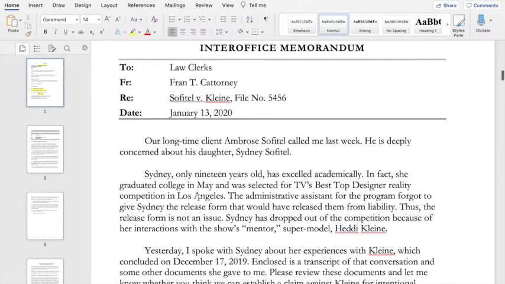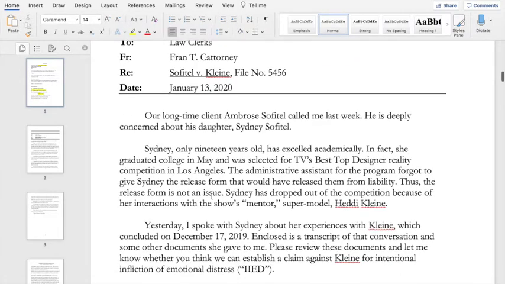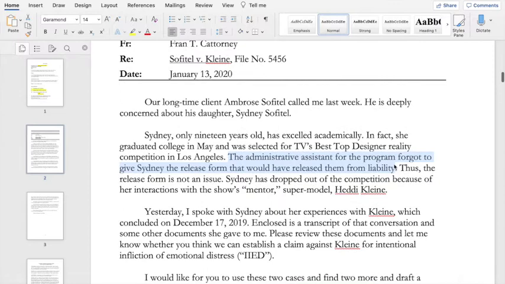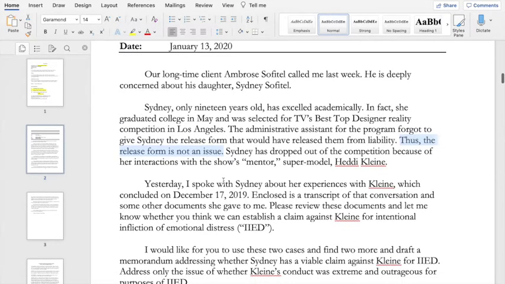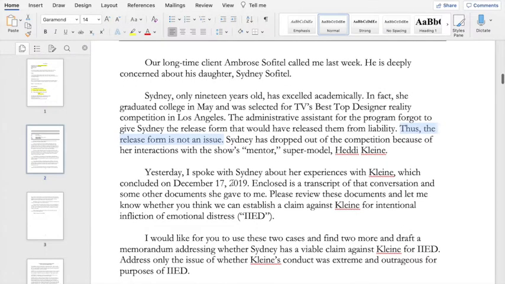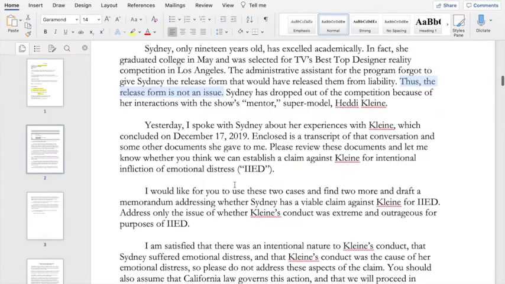Now, that being said, sometimes there can be aspects of the fact pattern that can send you sniffing in another direction. So, for instance, here, they forgot to give her the release form that would release them from liability. That may initially look like something to investigate, but in the sentence right after that, it says the release form is not an issue. The fact pattern itself could also potentially sound like employment law or perhaps even something to do with the First Amendment.